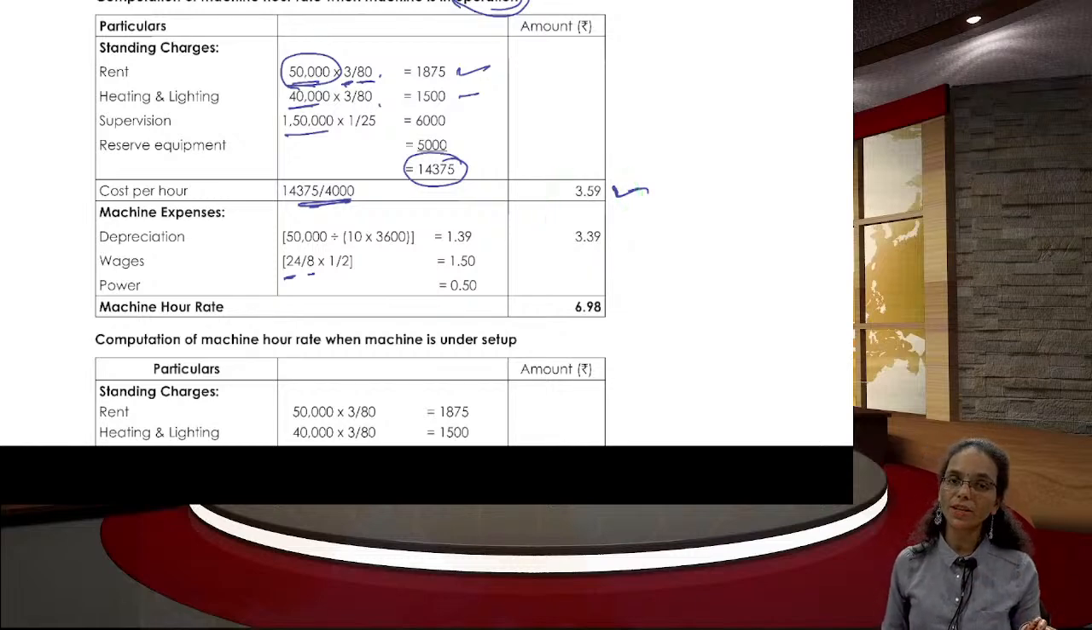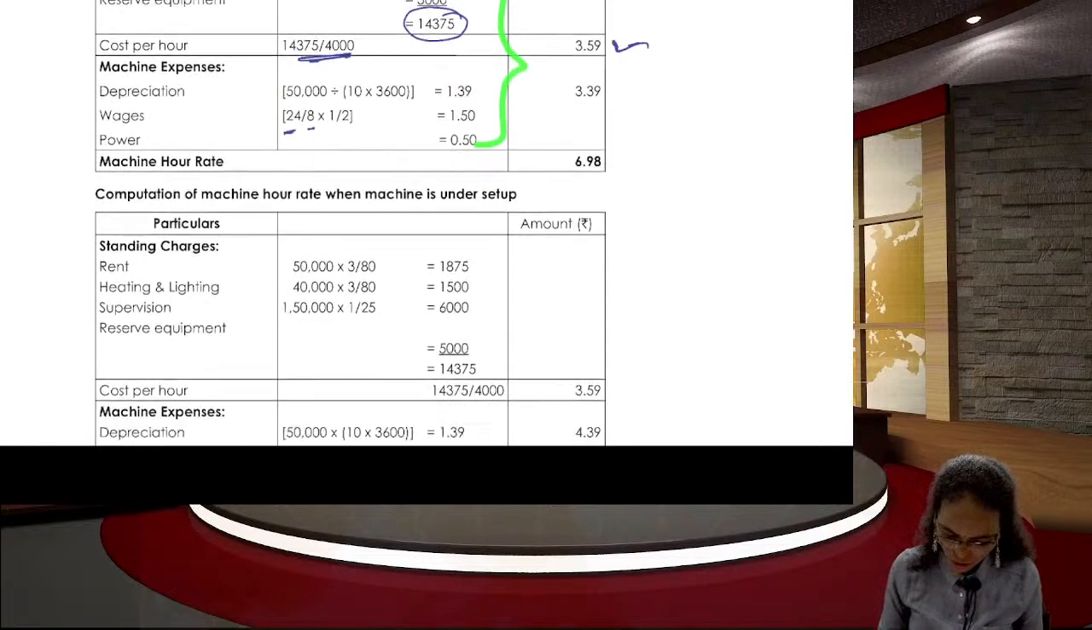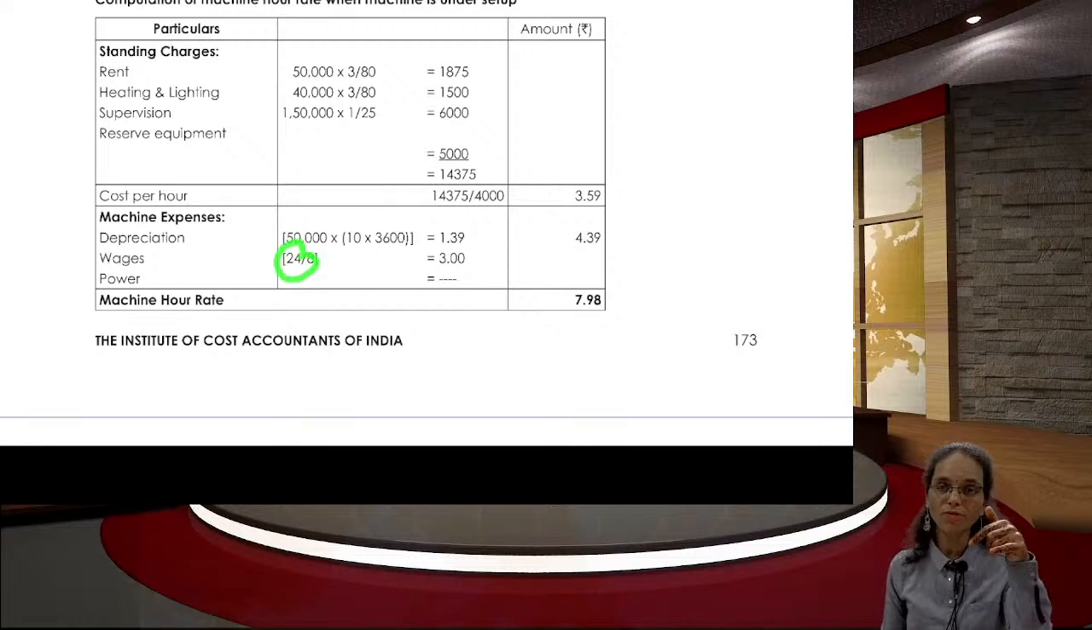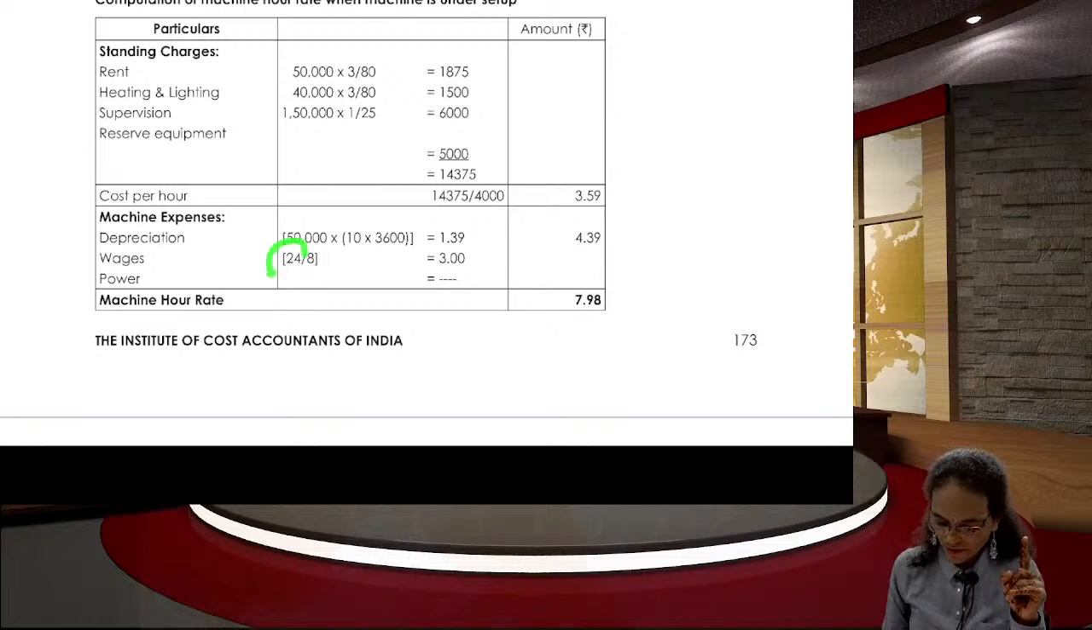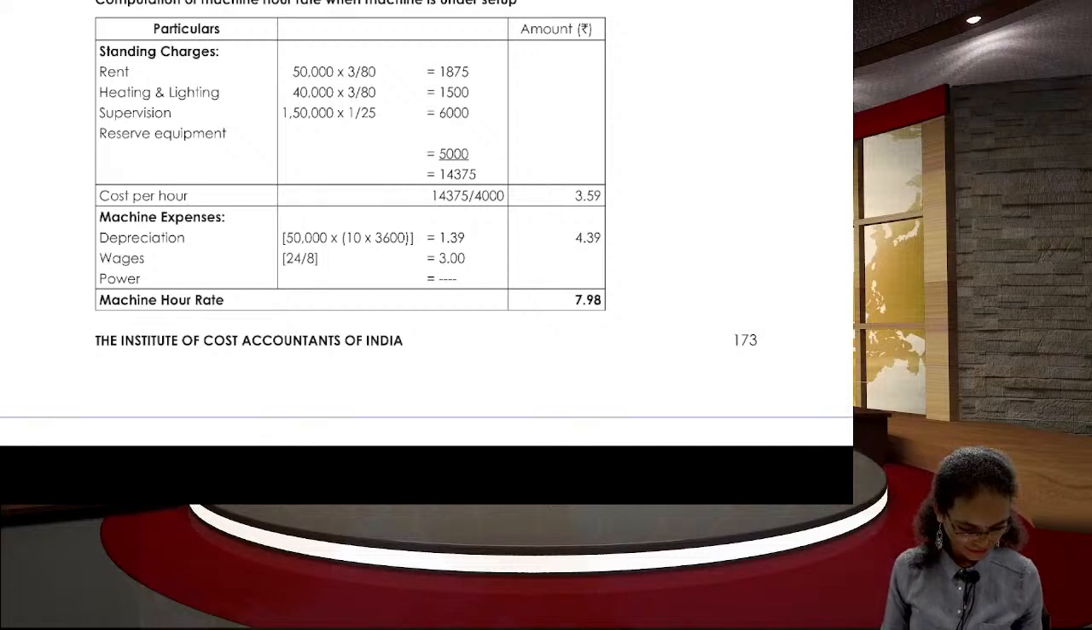But what about for the setting up? Everything will remain same except only wages. Wages, when it is under setup, he is working on only one machine. So don't divide by 2. Entire expenditure, the 24 rupees whatever he is getting paid for 8 hours, you will get 1 hour rate. So the 1 hour rate will be this much, the remaining is same, there is no change. Getting?